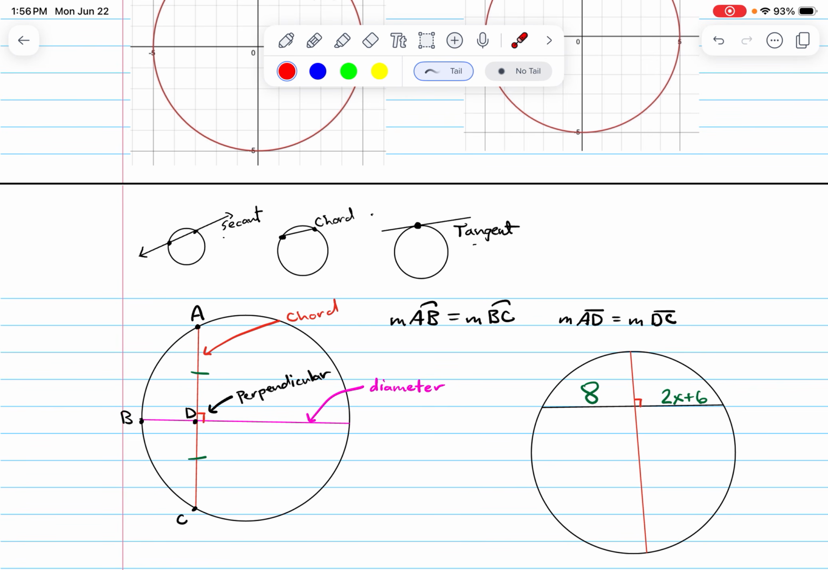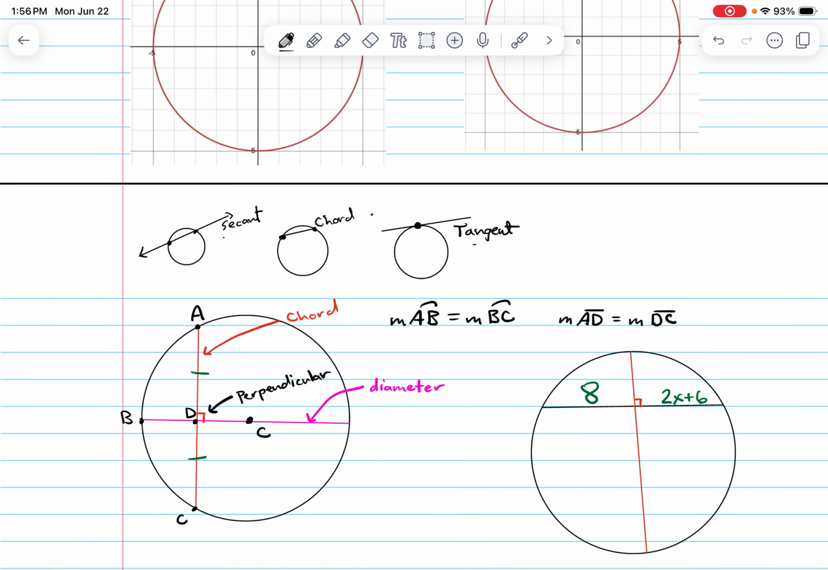So I want to explore some of these properties of tangents and chords and secants, that sort of thing. Let's suppose that we have a circle and we have a diameter. Now the diameter of the circle is a chord that passes through the middle of the circle. It passes through the center of the circle. So let's suppose I have a circle here, and this is the center of the circle.